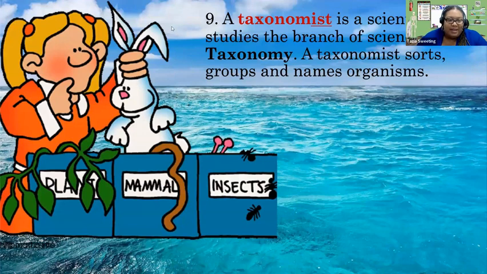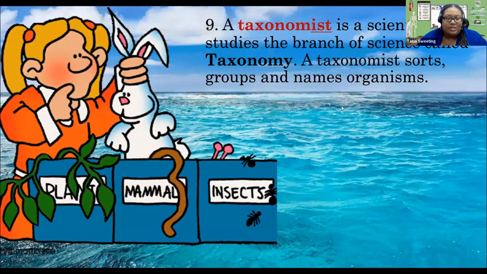Then we have number 9, we have a taxonomist. A taxonomist is the scientist that is responsible for studying taxonomy. A taxonomist sorts, groups, and names organisms. That's what they're going to do. They're going to sort, they're going to classify, they're going to name different organisms depending on their characteristics.